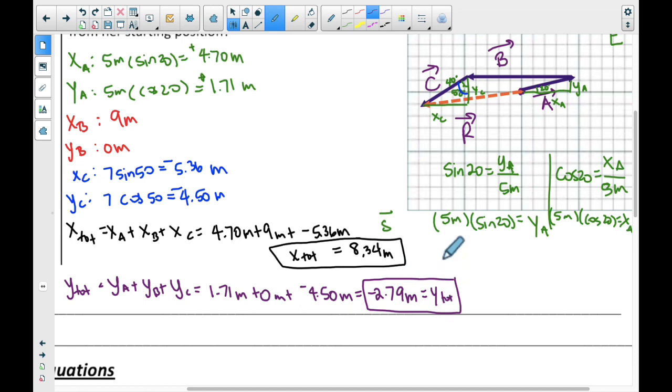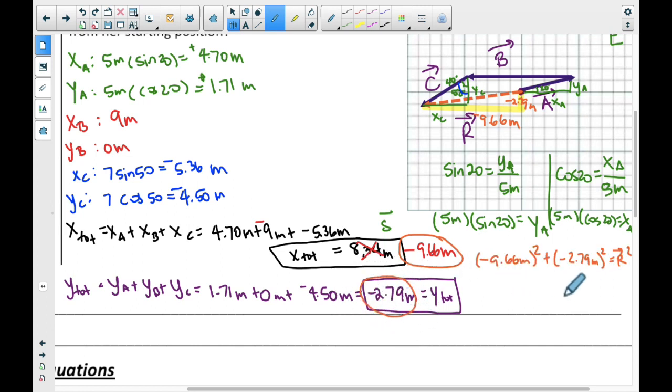Okay, so now we're ready to deal with our resultant vector. So now I need to figure out what this resultant vector is. I need to do the Pythagorean theorem with negative 9.66 and negative 2.79. So I'm going to use those numbers for my Pythagorean theorem. All right, and I'm getting my resultant vector length is going to be 10.05. Rather than having a negative, we'll have the direction with the angle that we choose. So I'm going to hold off on negatives. Just 10.05 meters.